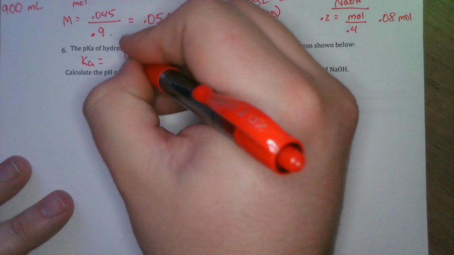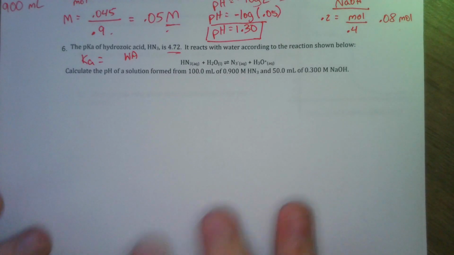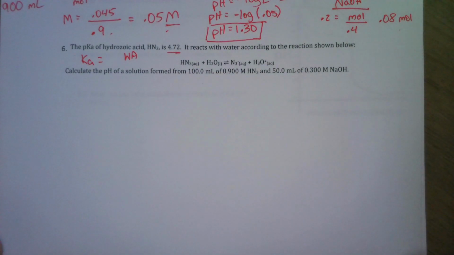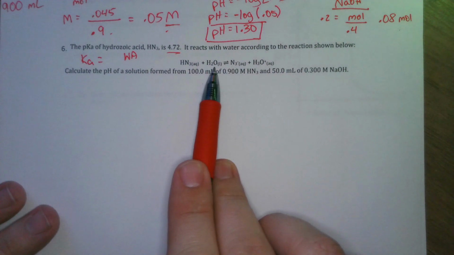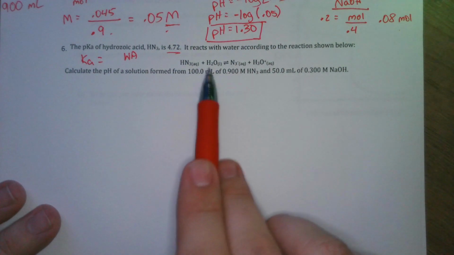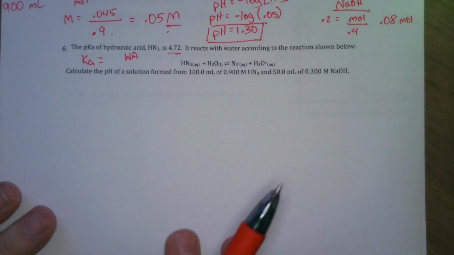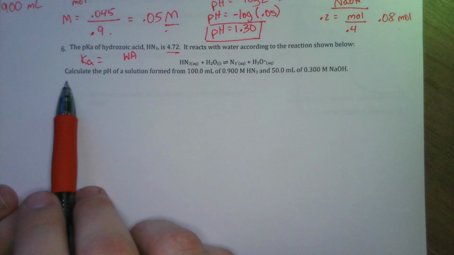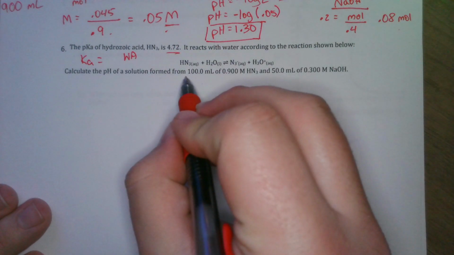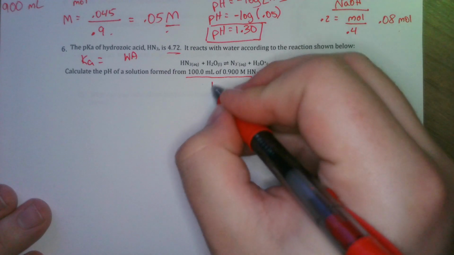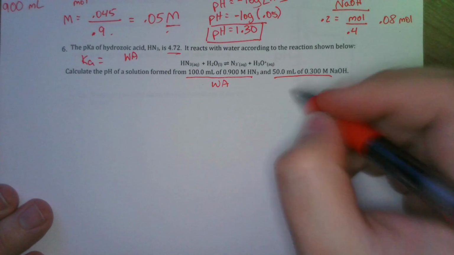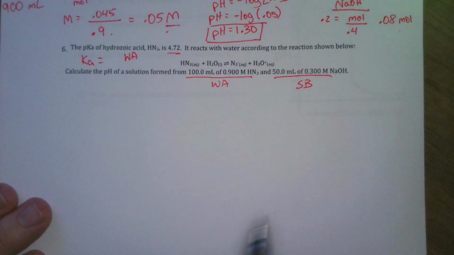So this is my weak acid. It reacts with water according to this reaction, and it gives you its reaction. So it shows when you react with water, you lose an H to make N3-. Water gains the H+ to make some hydronium ion. I want to calculate the pH of a solution formed from 100 milliliters of 0.9 molar of my weak acid and 50 milliliters of 0.3 molar NaOH, strong base.